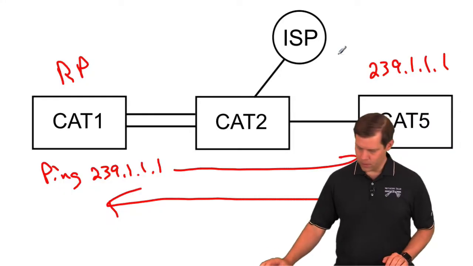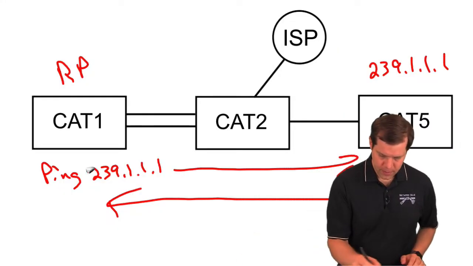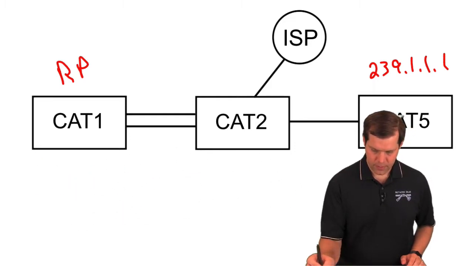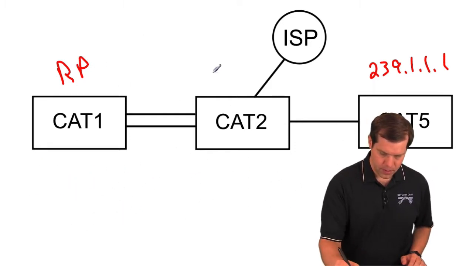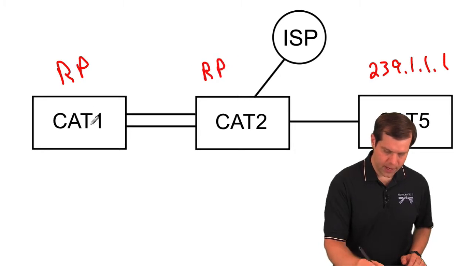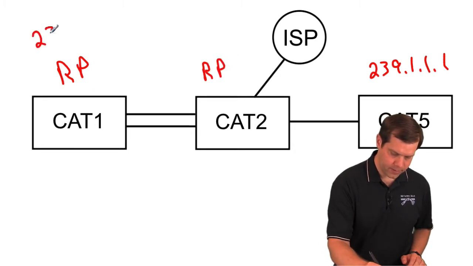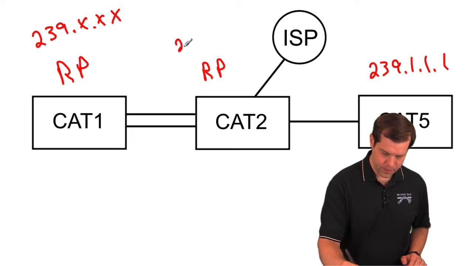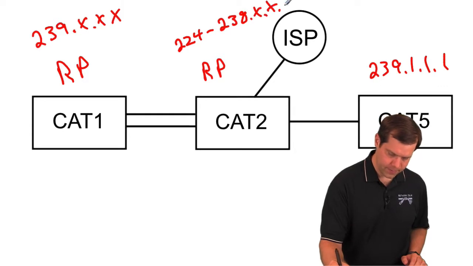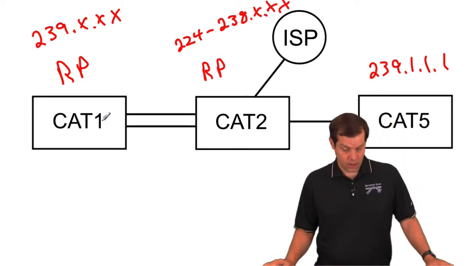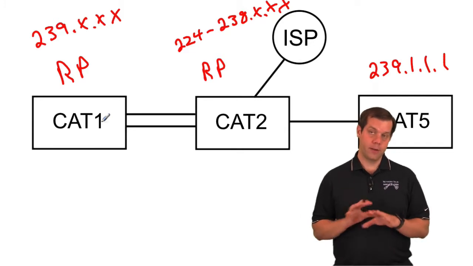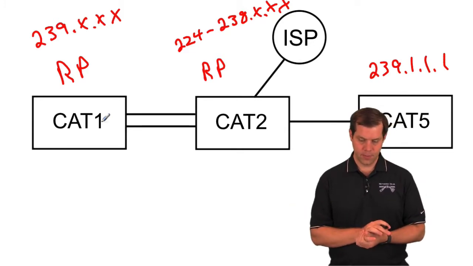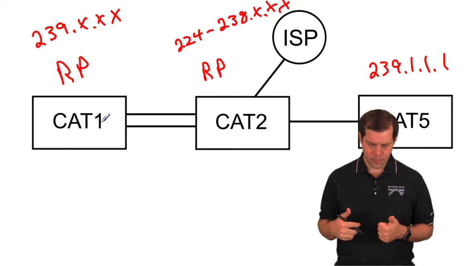So here will be my new design. Let's have Cat 1 and Cat 2 both be RPs, but for different things. So let's have Cat 1 be the RP for anything that starts 239.x.x.x, and this one be the RP for 224 through 238.x.x.x, everything else. Okay, we can absolutely do that because they are RPs for different ranges of multicast groups. That's okay.